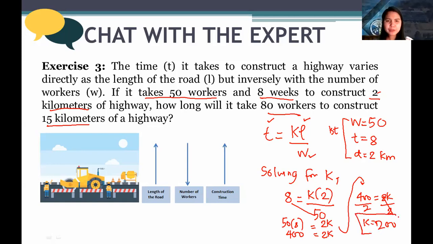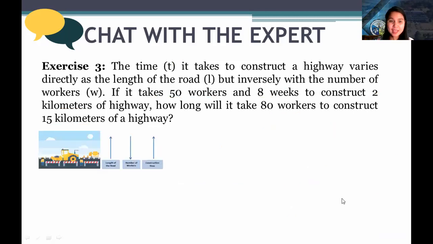Now what can be 200? What's the unit of measure? It's not stated here, but in this case it will be a number of weeks, not days. Sorry. Now, let's remember, K equals 200.